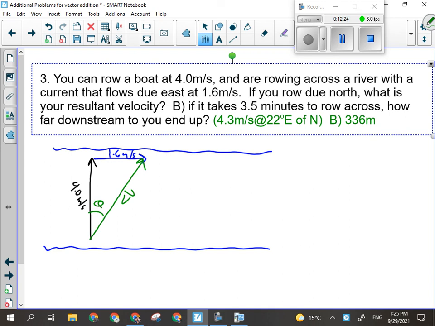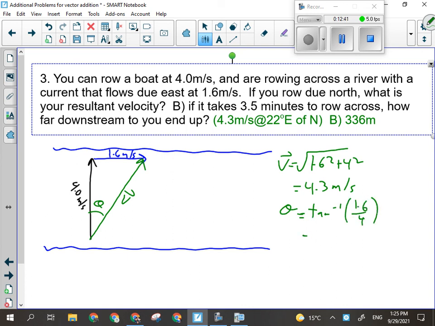So our average velocity will simply be the square root of 1.6 squared plus 4 squared, which comes out to 4.3 meters per second, and then finding the angle is just trig, tan to the minus 1 of 1.6 over 4, which gives us our 22 degrees east of north. In walking around, that's not the part people are struggling with, and it's not the part I would expect people to struggle with. The part people are struggling with is part B, and it's basically the same thing. Every one that I've gone around and looked at that's had an issue with it has done the same thing, so it's important for us to clarify this because it is a very common mistake.